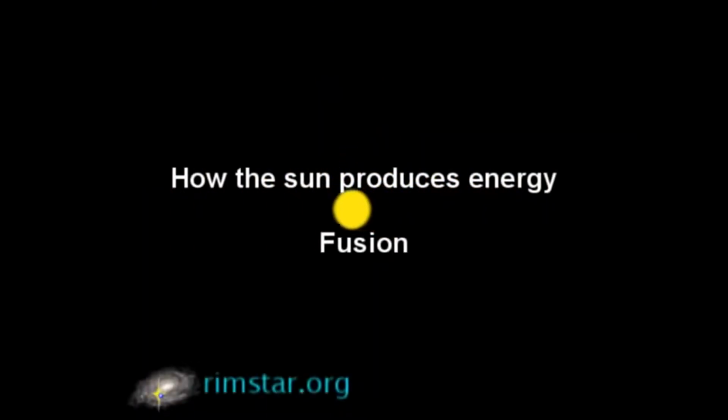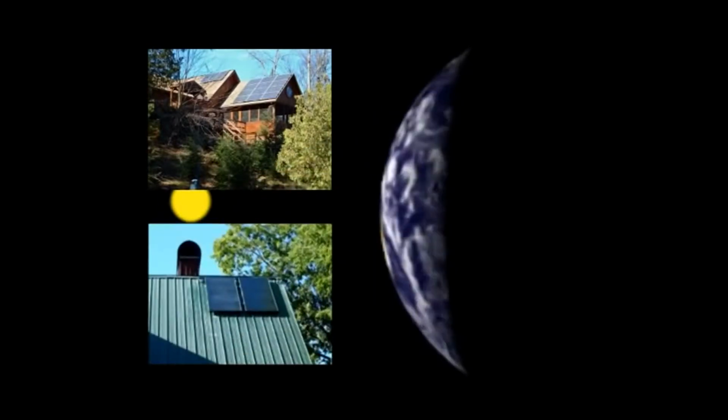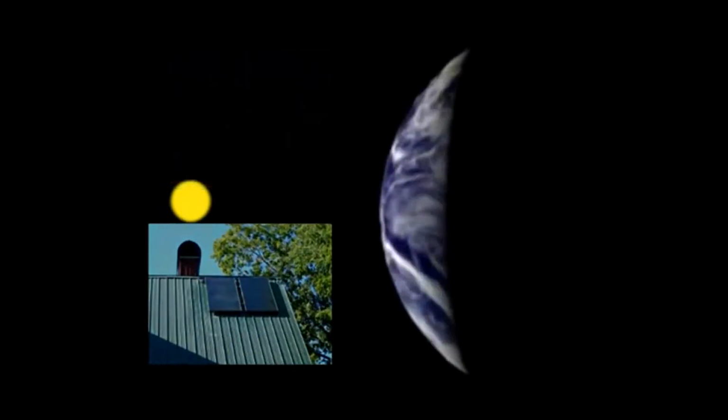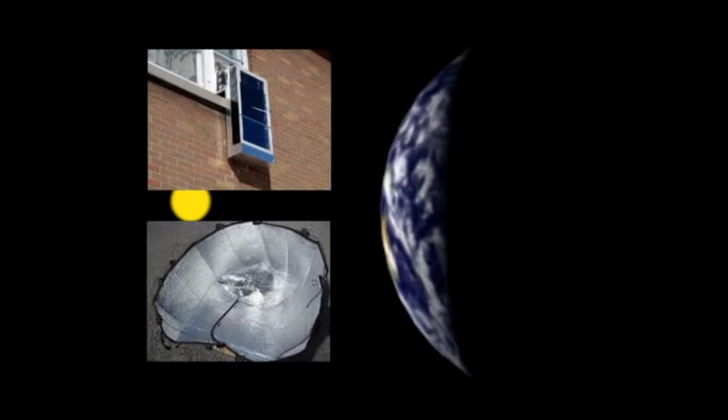The sun is the source of most of our energy here on Earth. Energy from the sun is used to produce electricity using photovoltaics and solar thermal plants. That same energy is also used for heating using solar domestic hot water systems, hydronic heating, solar air heating, and solar cooking, just to name a few.